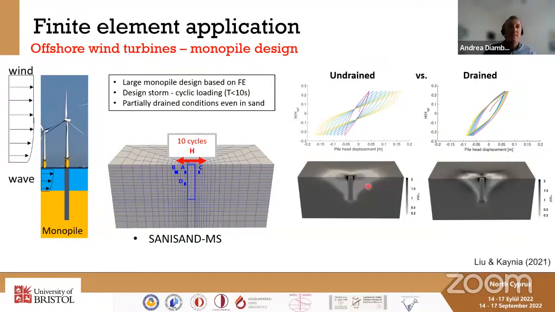We have to say that the storm may last, for example, 20, 30 hours. So it may be that some cycles trigger an undrained condition, but then the pore water can dissipate. So actually the real behavior is somewhere in the middle, where we have to do some further work, and this is done in the literature on partially drained conditions.